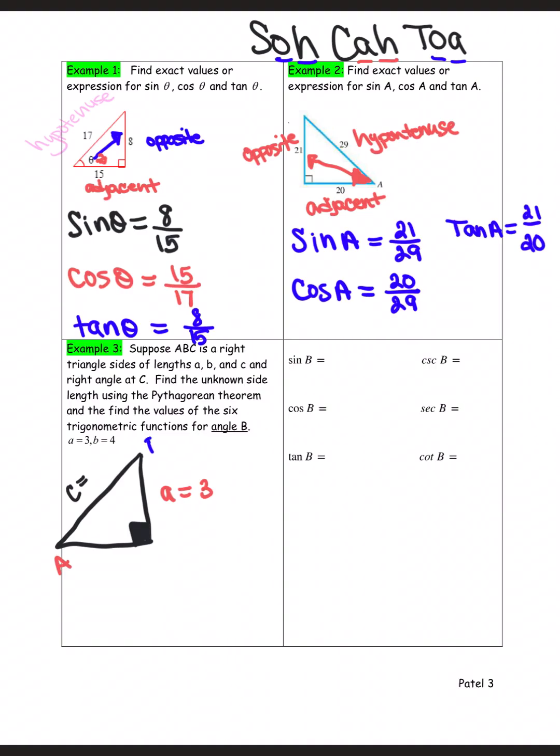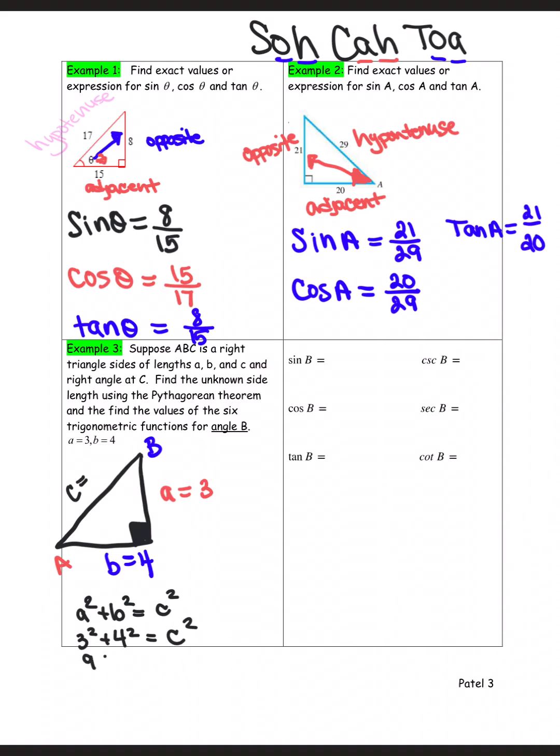And we'll label this B. It does not matter where you label A or B. Opposite to side B is the length of B, which is equal to 4. So now to find C, we know that A squared plus B squared equals C squared. So we have 3 squared plus 4 squared equals C squared.